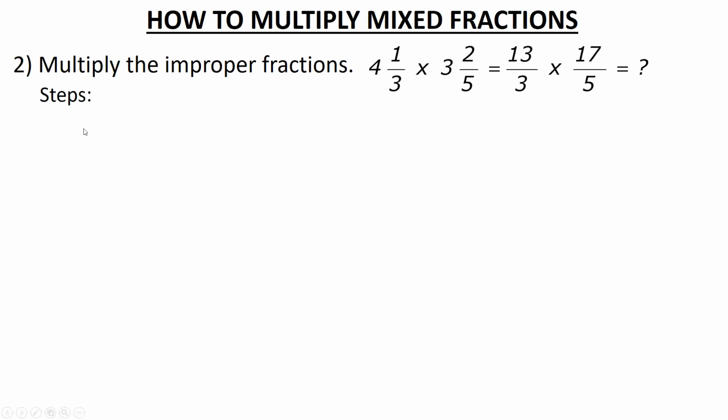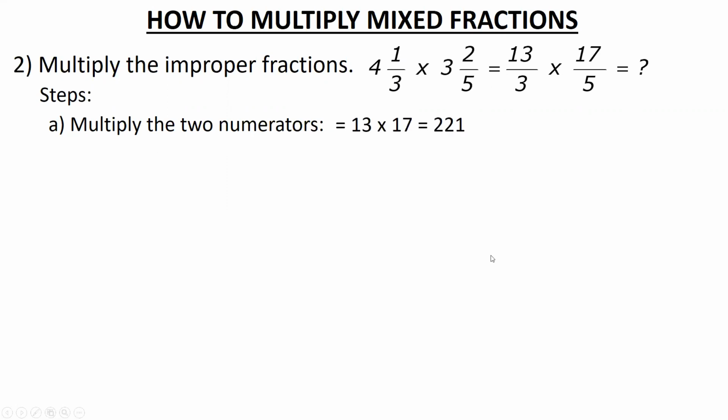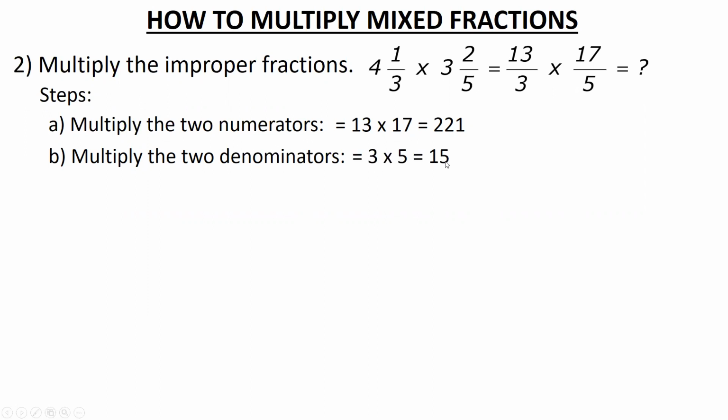So here are the steps. First is multiply the two numerators. So that would be 13 times 17. 13 times 17, the product is 221. Okay. And then B, second step, multiply the two denominators, 3 and 5. 15. And then letter C, simplify the new fraction.